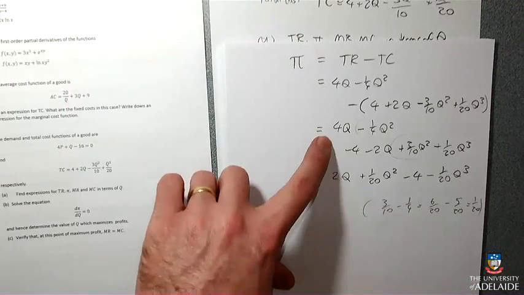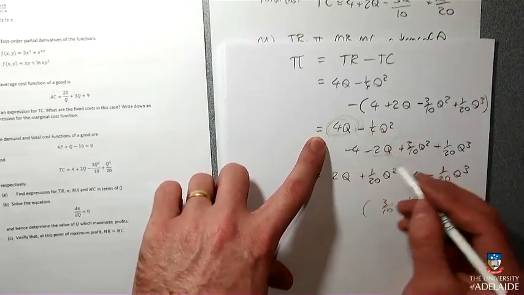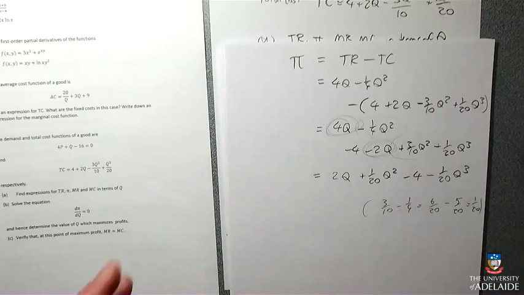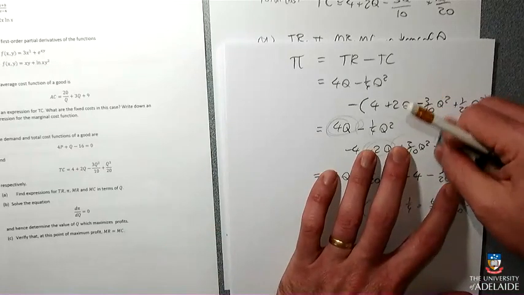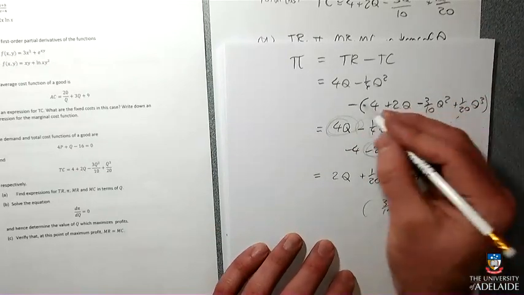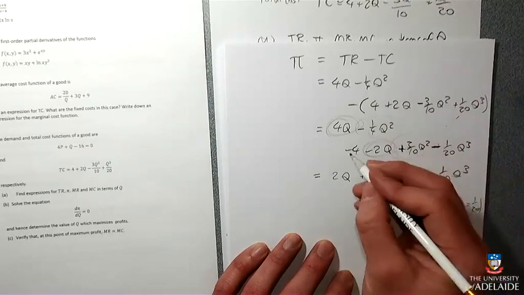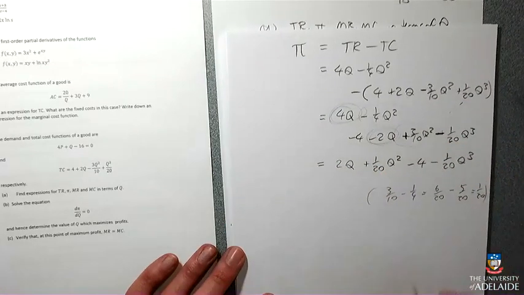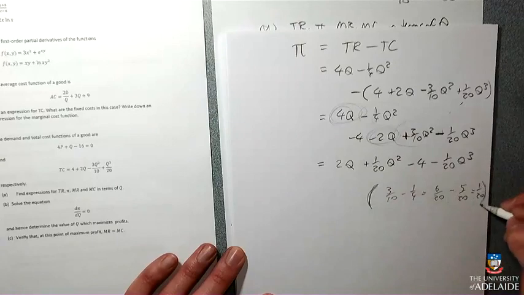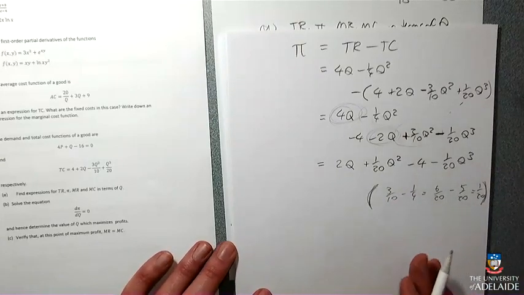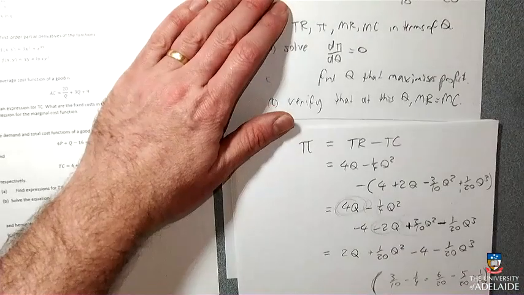I think I've done all that right. These two. Yeah, that's everything that matches, and that's definitely a minus. And that one is a plus. Okay, so that's pi. And then what else did they ask me to find?